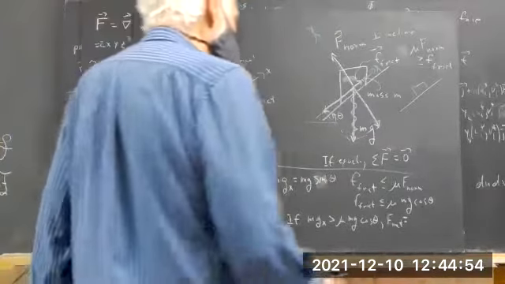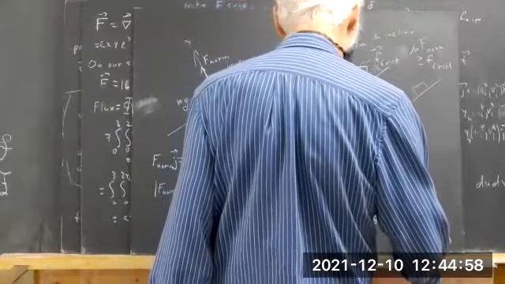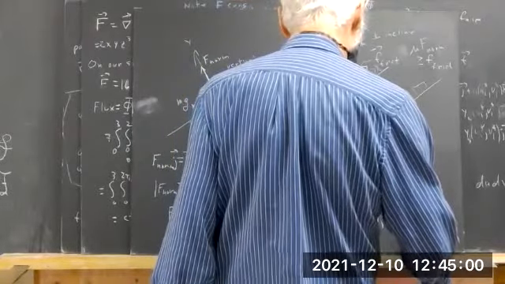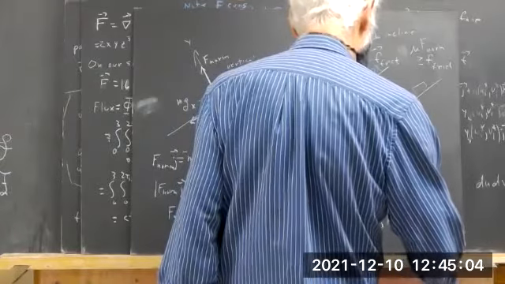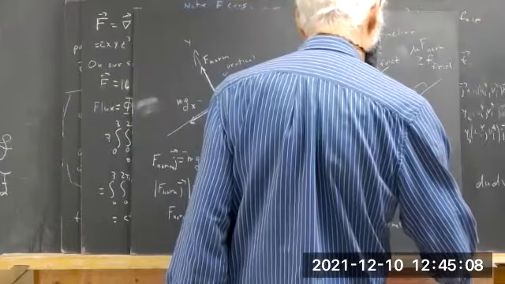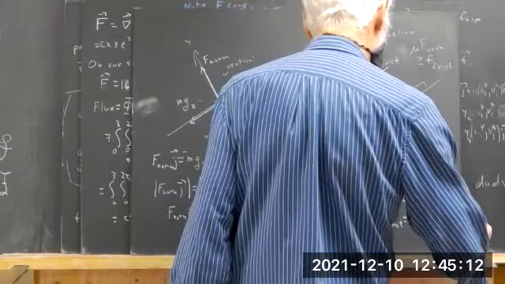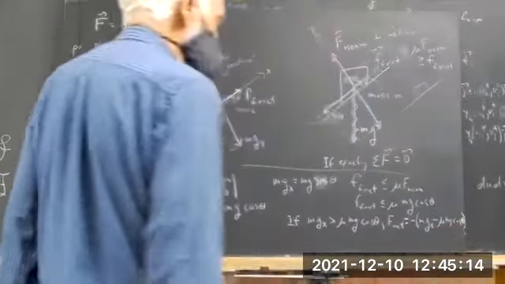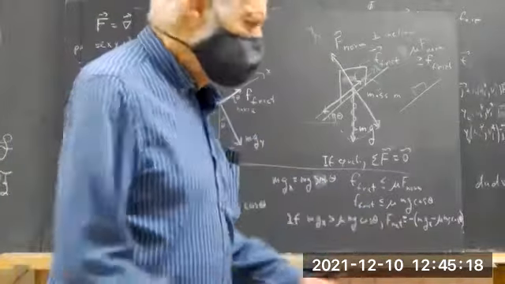Okay. Net force then is, in this case, mgx minus mu mg cosine theta. I didn't leave myself enough room as usual.